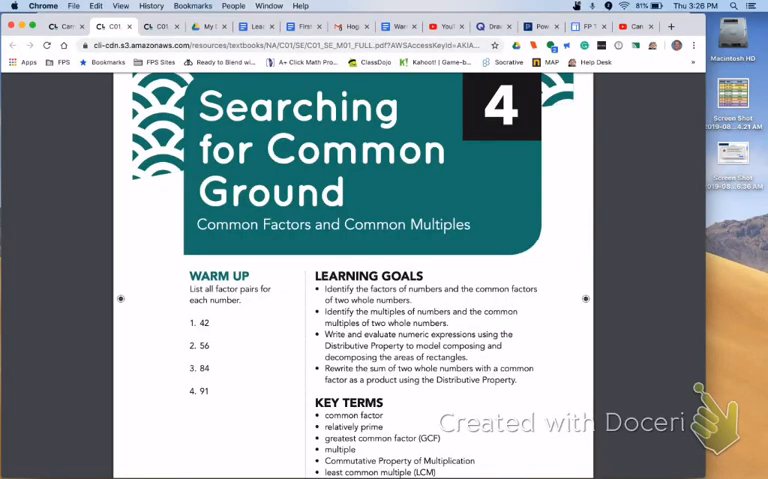Hi class, in lesson 4 you will be learning about common factors and common multiples. Please be sure to read over the learning goals for lesson 4 and look for these key terms: common factor, relatively prime, greatest common factor, multiple, commutative property of multiplication, and least common multiple.